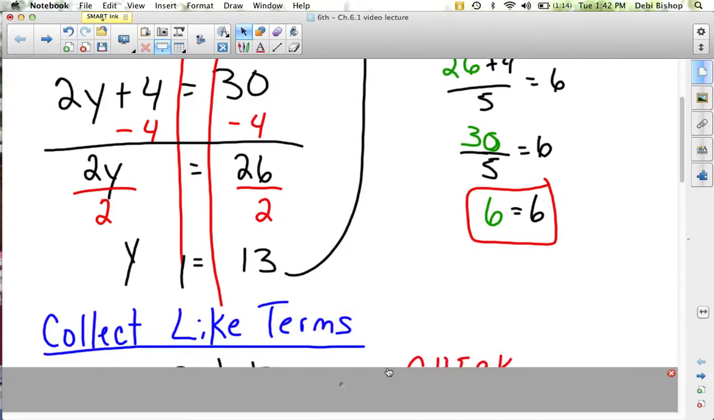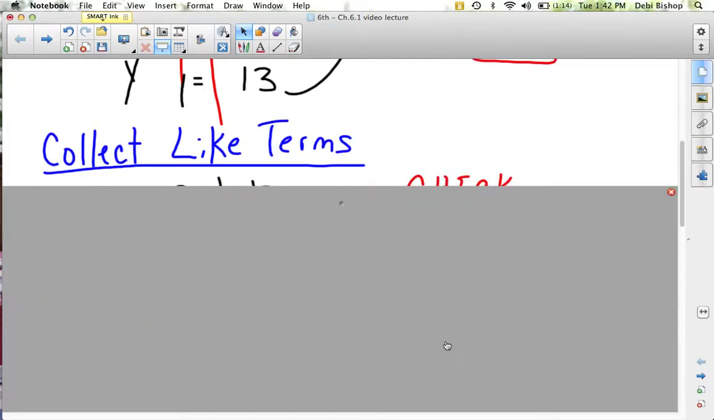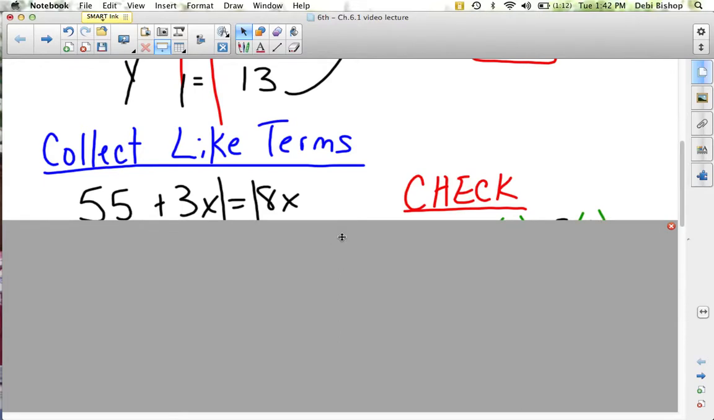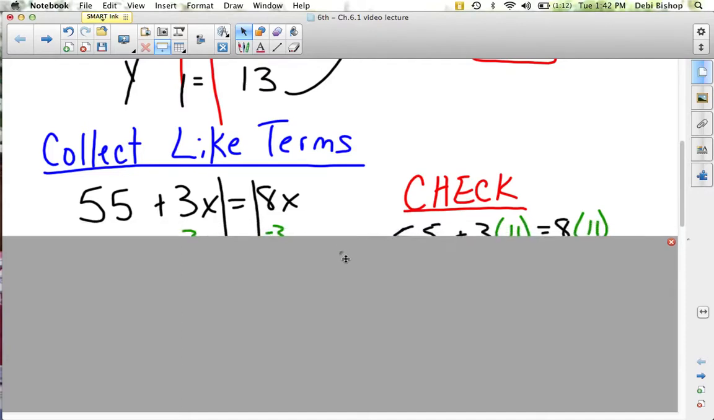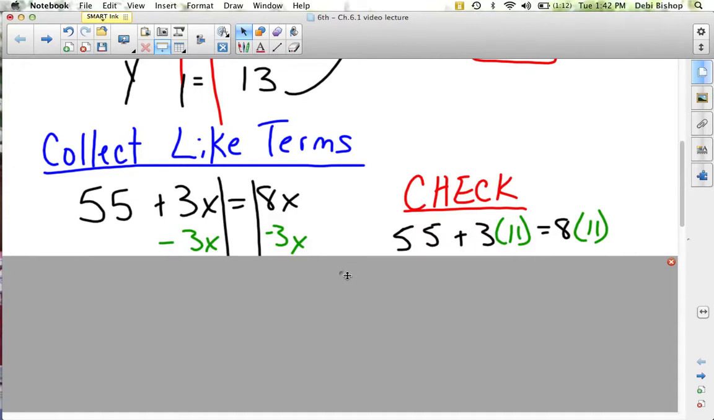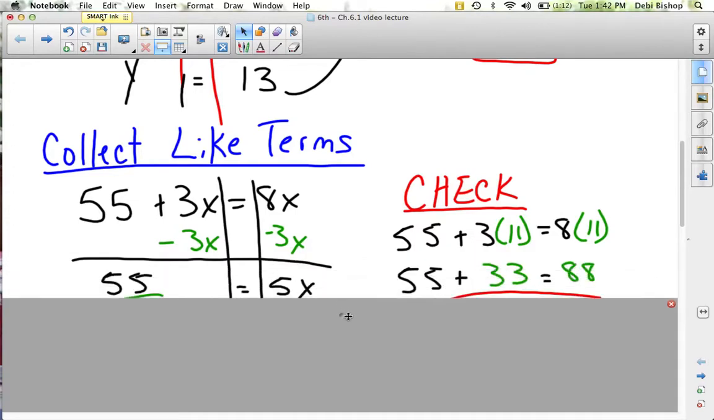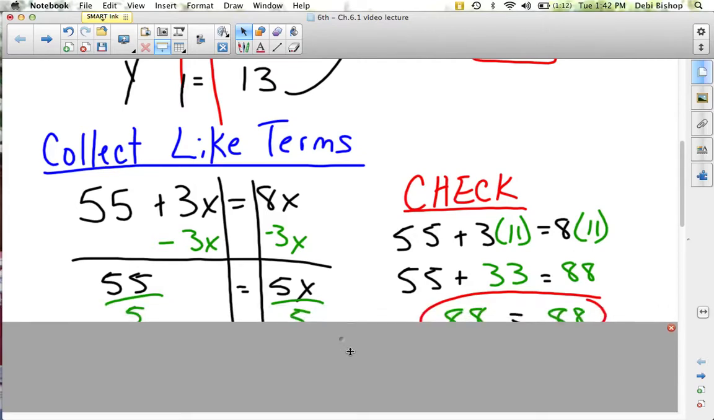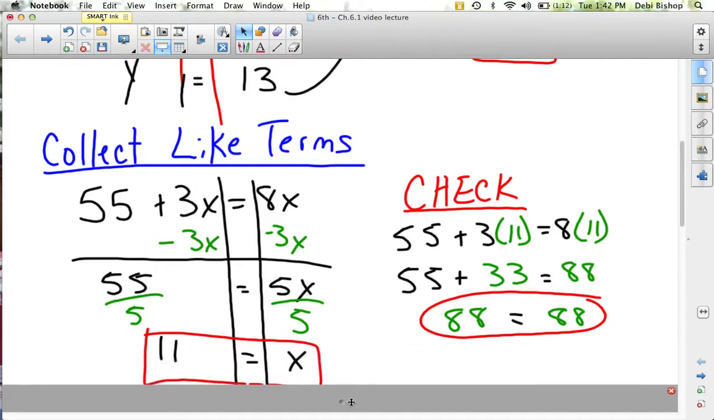So again, with our collecting like terms, if we have a problem like 55 plus 3x equals 8x, we need all of our x's on one side of the equal sign and all of our numbers or integers on the other side. So here we want to get our x's together. We subtract 3x on both sides. You're left with 55 equals 5x. Isolate x. You would divide, since 5x means 5 times x. The inverse is division, so you divide by 5 and you will find 11 equals x.